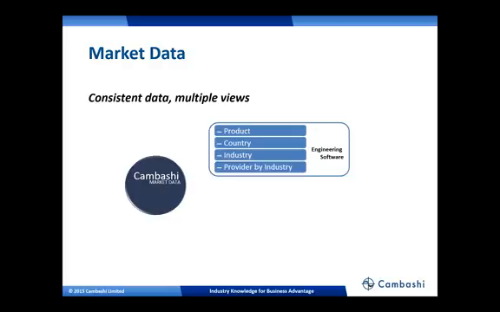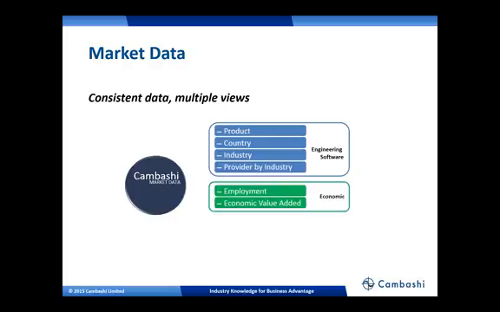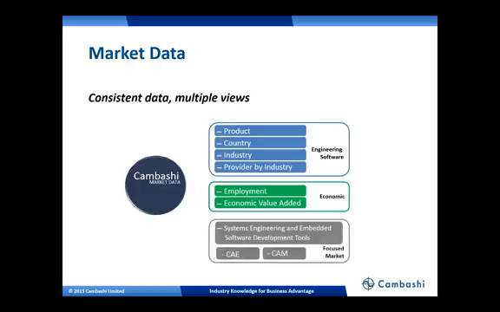revenues by industry. The economic observatories map employment type and value added to the industry segments, and then the 3 focus market ones cover tools for embedded software development, computer-aided manufacturing, and the digital simulation tools used for computer-aided engineering.